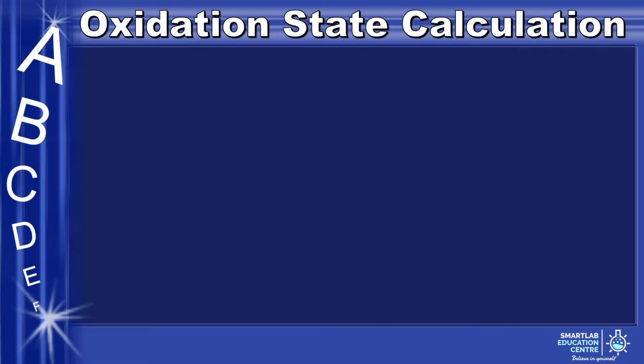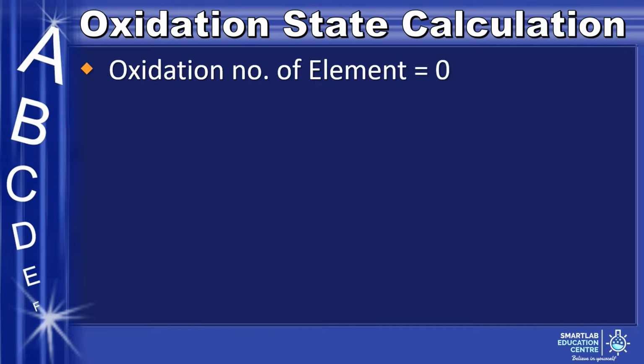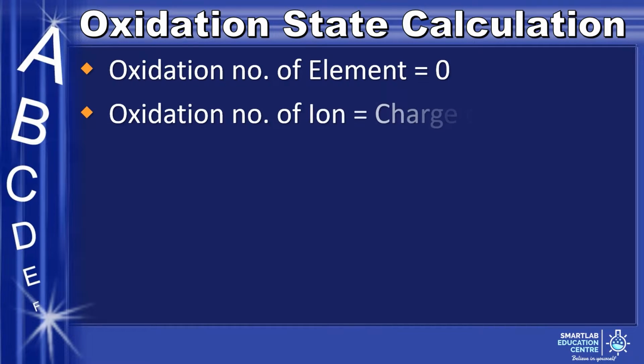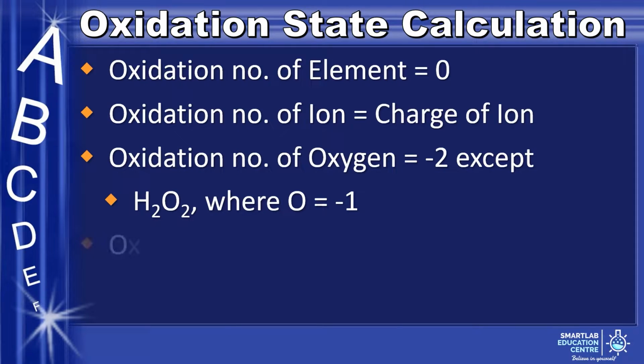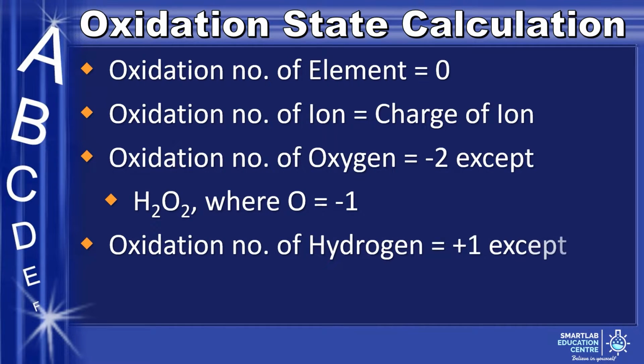In the calculation of oxidation states, keep in mind that the oxidation number of an element is always 0. The oxidation number of an ion is the same as the charge of the ion. The oxidation number of oxygen is -2 except in hydrogen peroxide where oxygen is -1. And lastly, the oxidation number of hydrogen is always +1 except in hydrides where H will be -1.